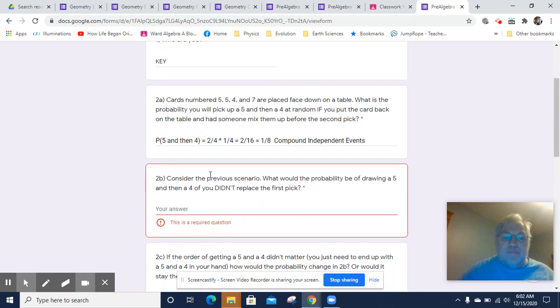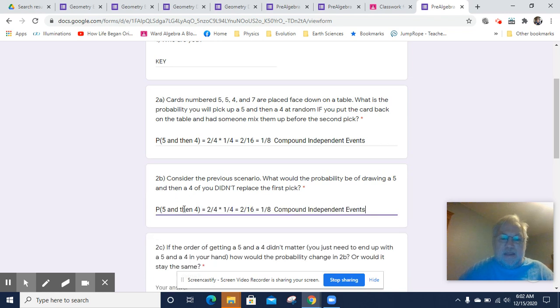Now here we've got, let me just copy what I've just done in here because the second scenario is a little different. We did not replace the card we got. So that makes it compound dependent events. And so our probability is going to change. Okay.